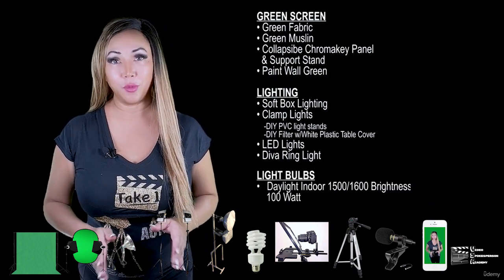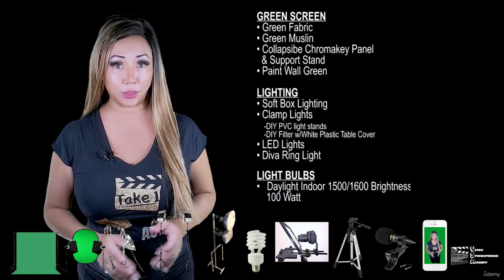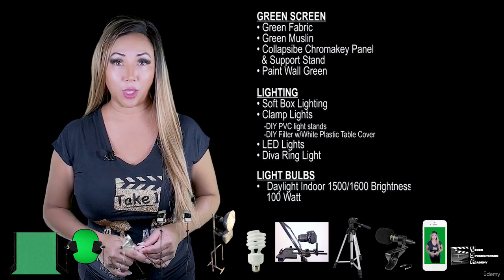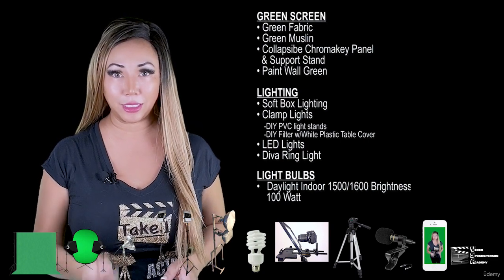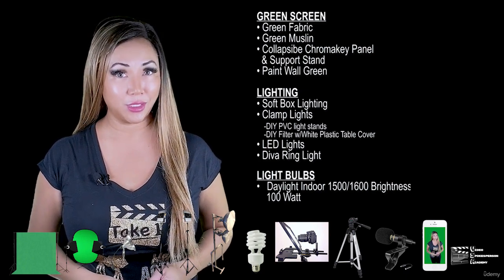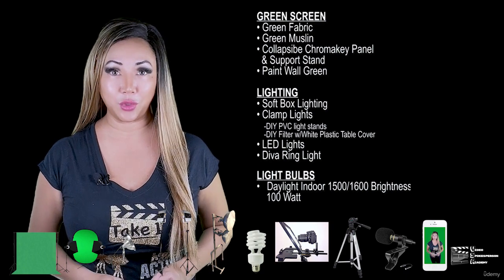Light bulbs. Remember to stick with as close as possible to the daylight indoor, 1500 or 1600 brightness or lumens. The ones I use are 100 watt. The key thing to remember is the daylight indoor and as high as or as close to 1600. The quantity of the bulbs you will need depends on how many lighting devices you'll end up using.